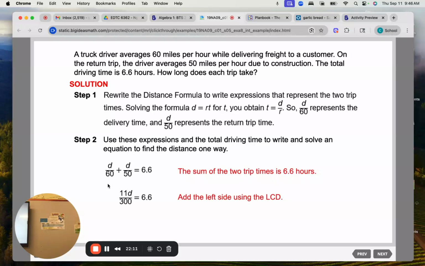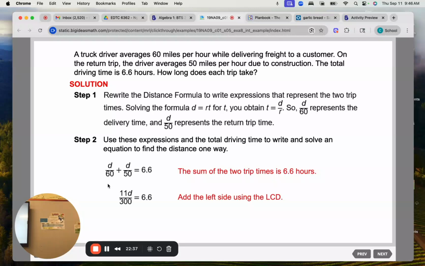So 60 times 5 would be 300, but you have 5d. 6 times 50, I'm sorry, would be 300. 6 times d would be 6d. Now we can add across. 6 plus 5 is 11d over 300. And that equals 6.6, right? Yes, 11d over 300. Now we can solve for d.